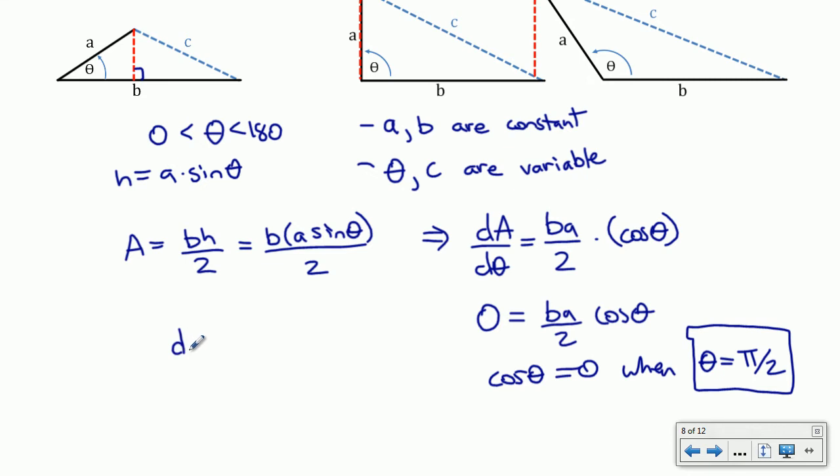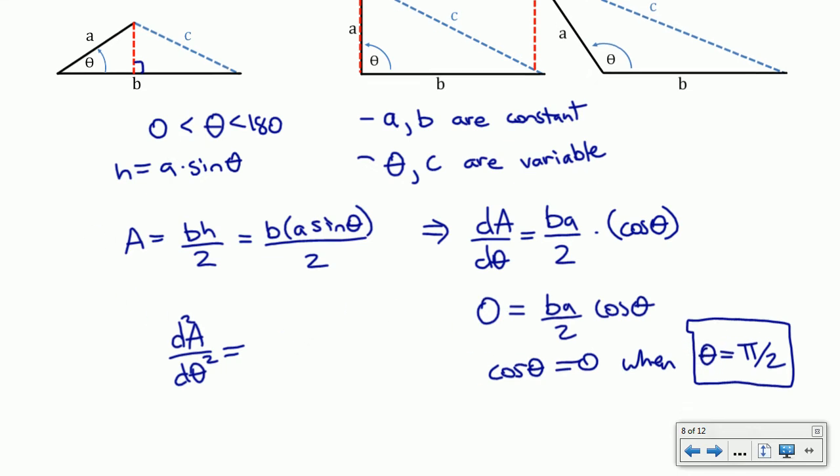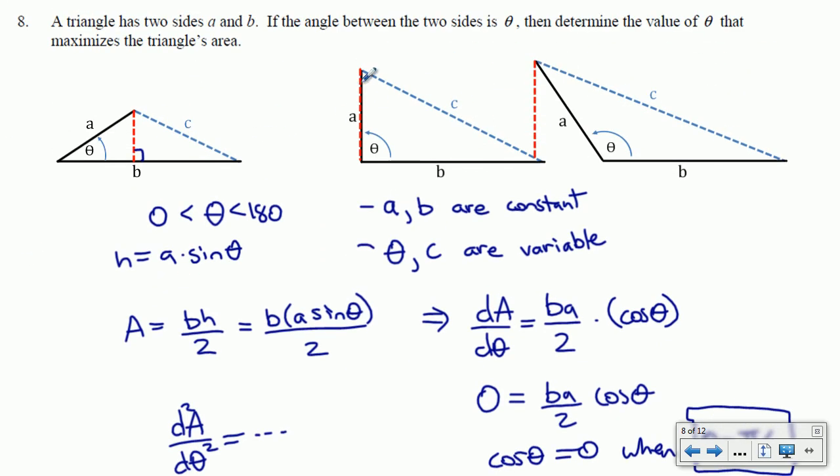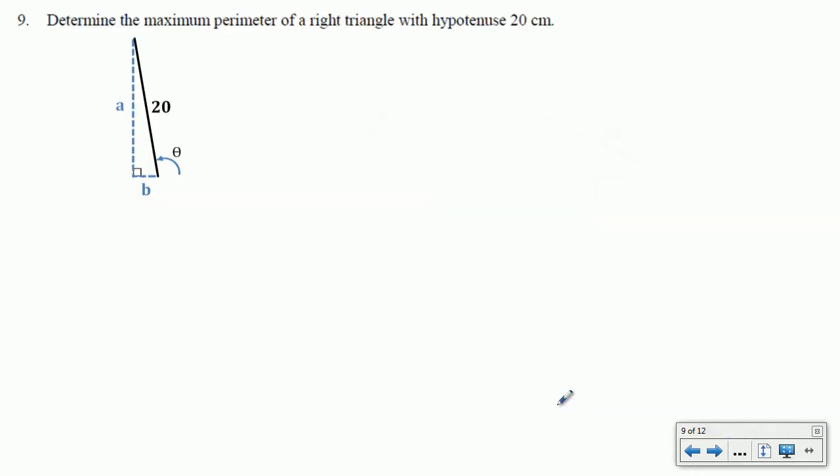So what we should do to confirm that is take the second derivative and double check that the concavity is right so that this is indeed a maximum. I'll maybe leave that up to you to confirm, but pi over 2 is it. So it's basically going to be this triangle here where this angle is 90 degrees. On to the next question.